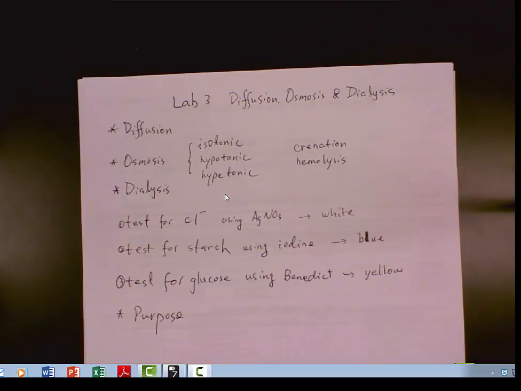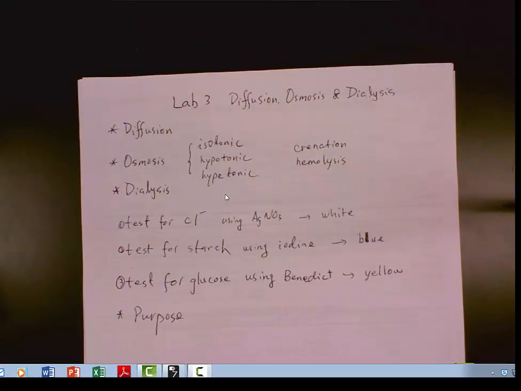Diffusion is a process of a substance moving from high concentration to low concentration. Osmosis is a process in which water molecules move from high concentration to low concentration through a semi-permeable membrane.